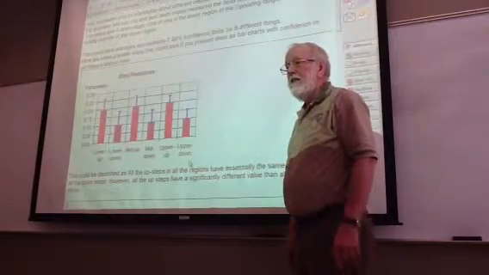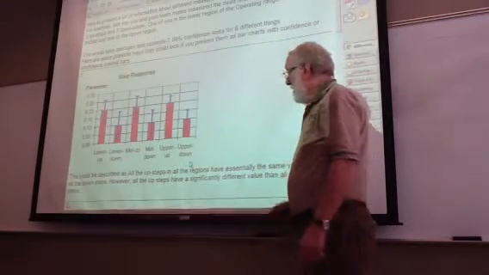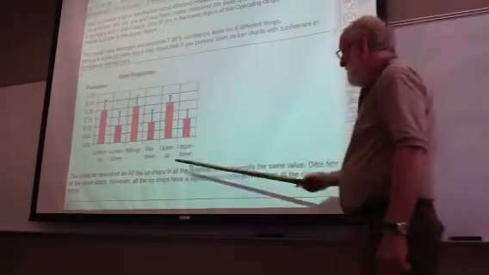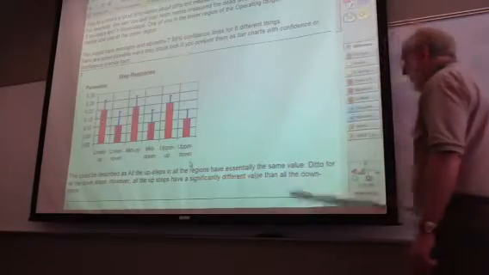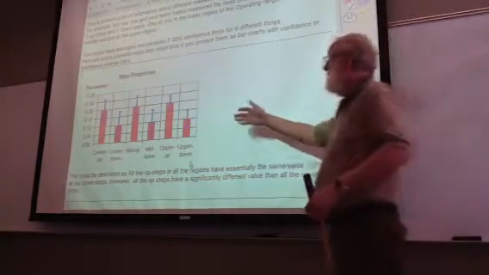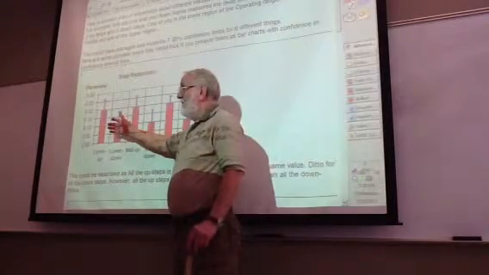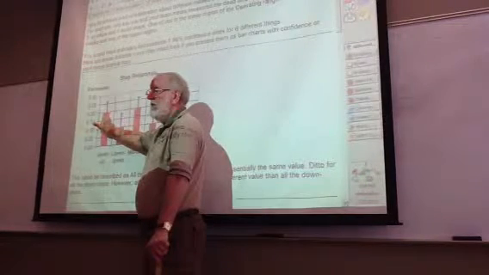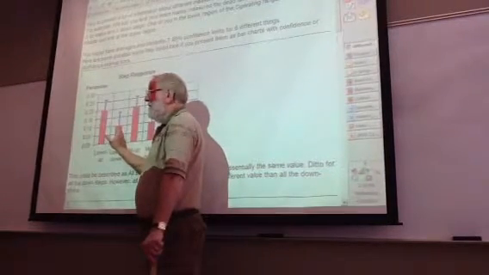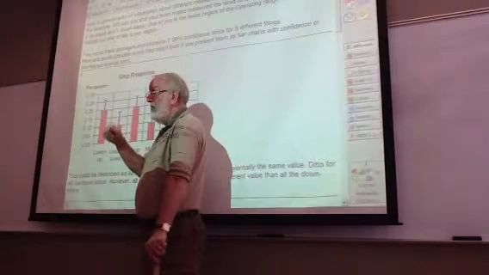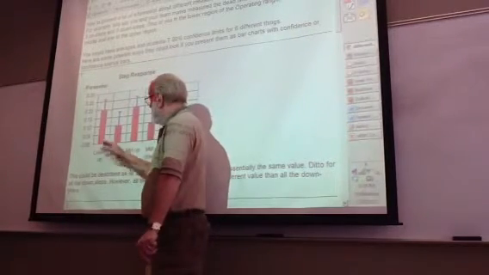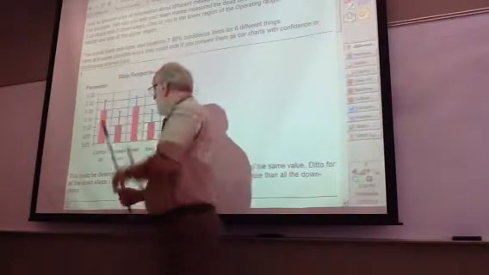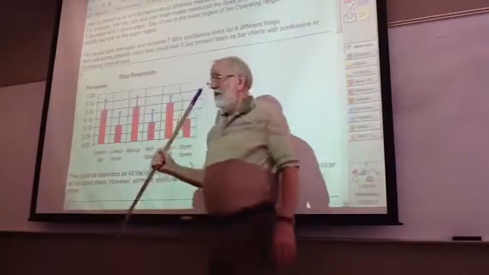Is that sweet? Sweet. This would be called essentially the same value. Ditto for the down steps, however, all the up steps have significantly different value than the down steps. That's just explaining what you see here. So this comes from 3 experiments or more. This comes from 3 experiments or more. So each person in each team is going to do at least 6 experiments to get this data. And then for the presentation, you merge all that together and present it like this.